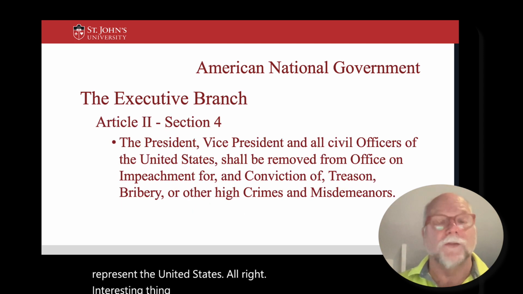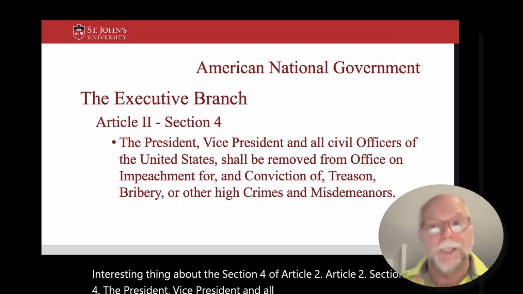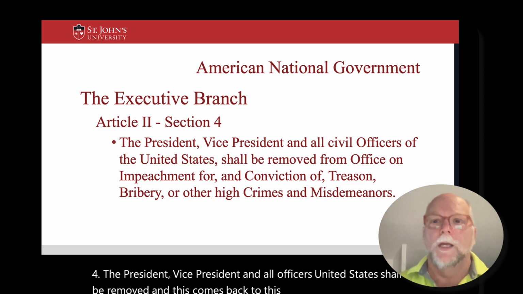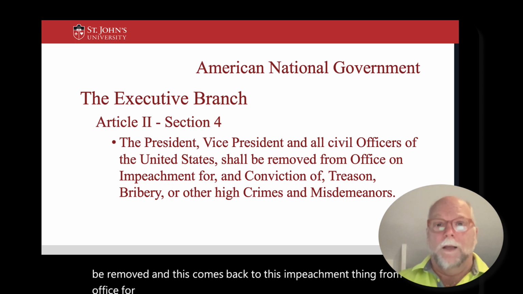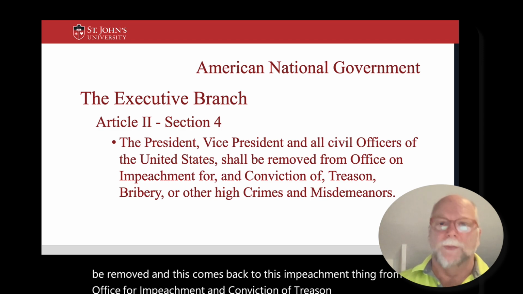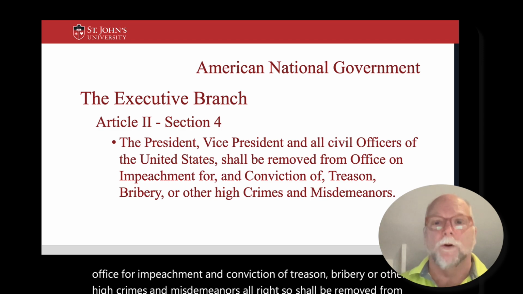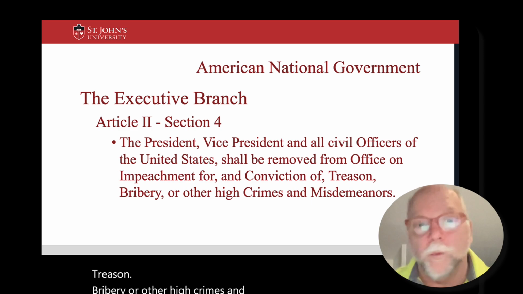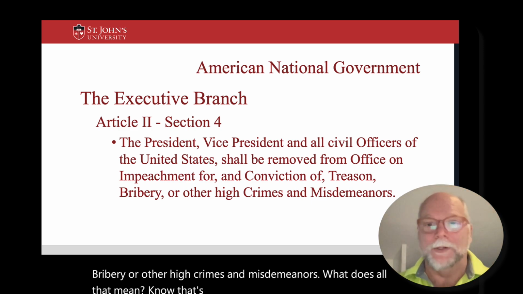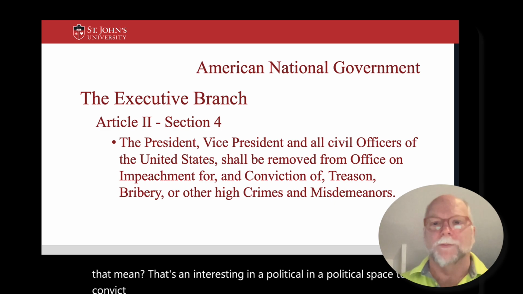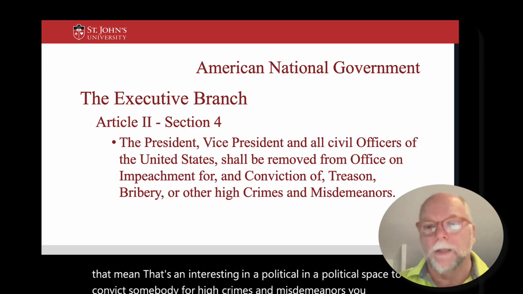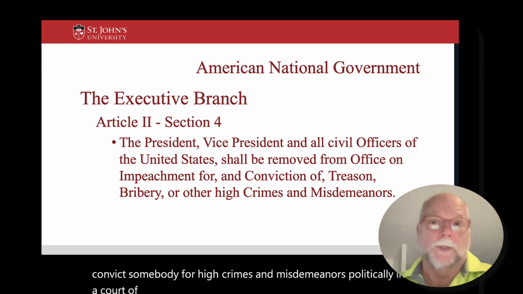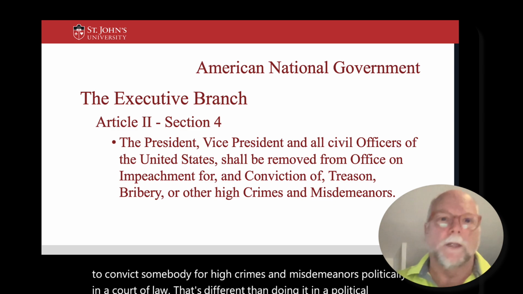Interesting thing about Article 2, Section 4: the president, vice president, and all civil officers of the United States shall be removed, and this comes back to this impeachment thing, from office on impeachment for and conviction of treason, bribery, or other high crimes and misdemeanors. What does all that mean? That's interesting in a political space, to convict somebody for high crimes and misdemeanors. Politically, in a court of law, that's different than doing it in a political process. All right, enough on that.